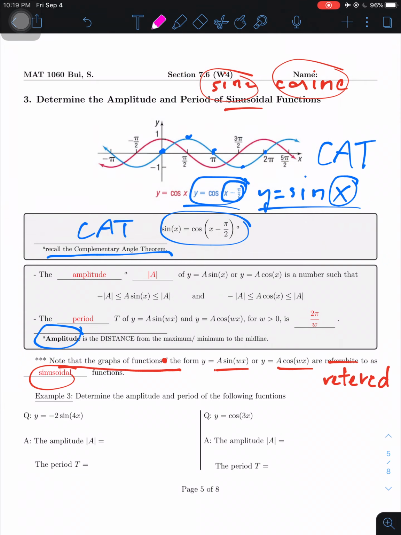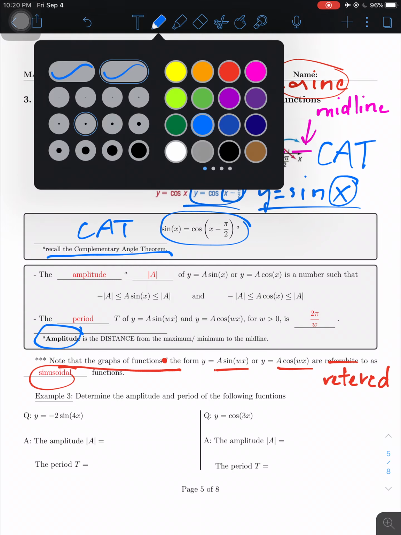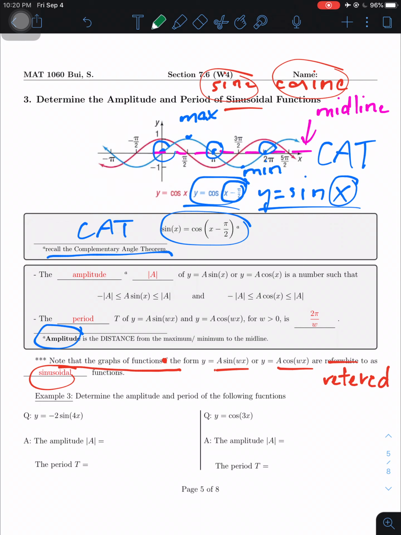Let me draw the midline again before anyone gets confused about what the midline is. So this is the midline. Here, let me make an arrow and label it midline. This is my max, this is my min, and these three points are my three midline points. As you can see, let me put it in green. The distance from the max to the midline is from 1 to 0, so this is 1.